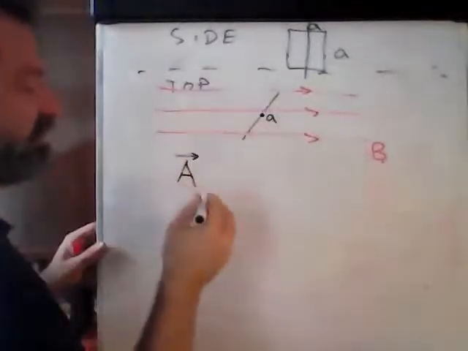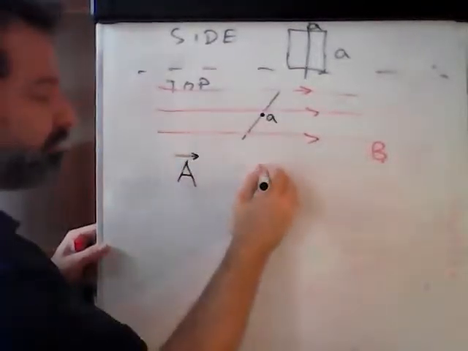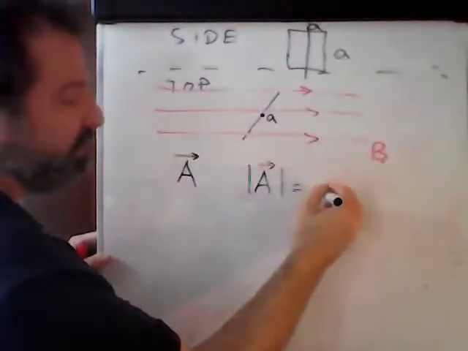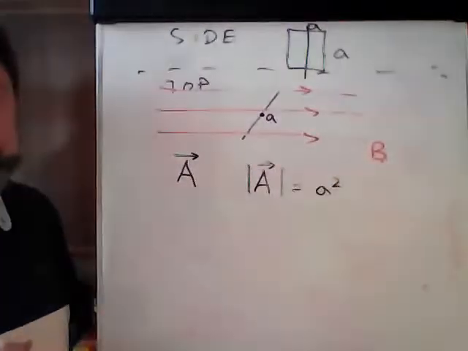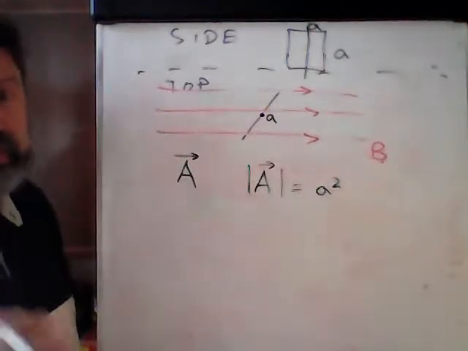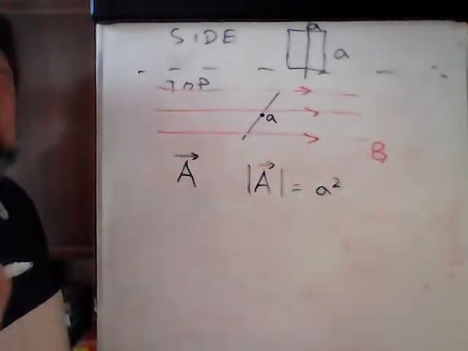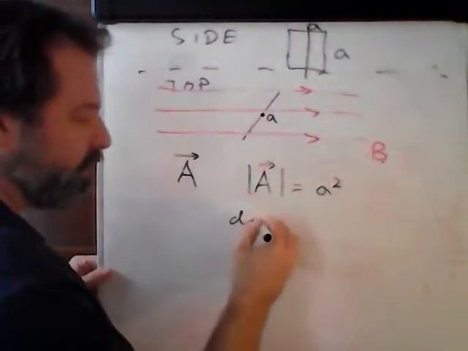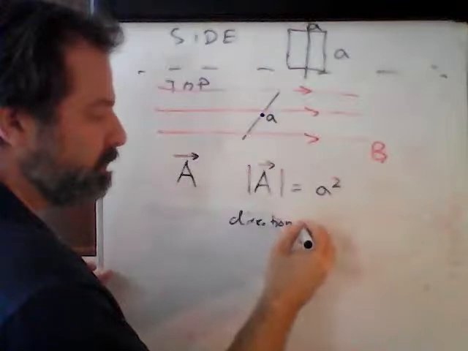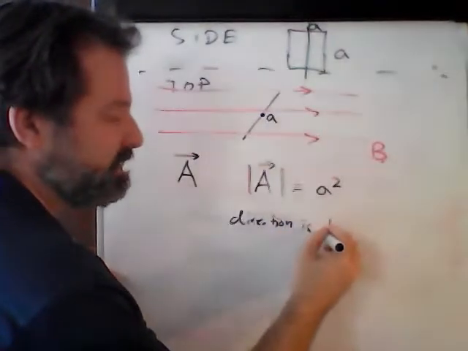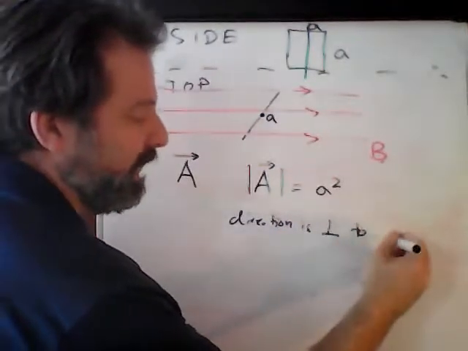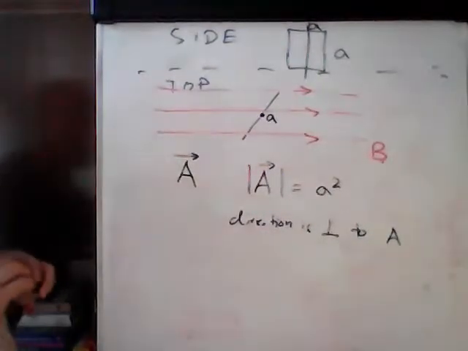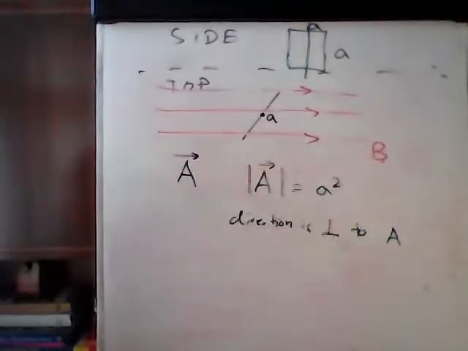Just to illustrate what that means, the area is the magnitude of that vector. That's a squared in this case, straightforward. But the other part, the direction, is perpendicular to A.